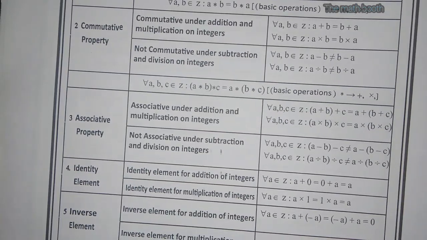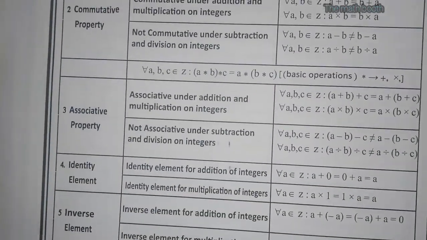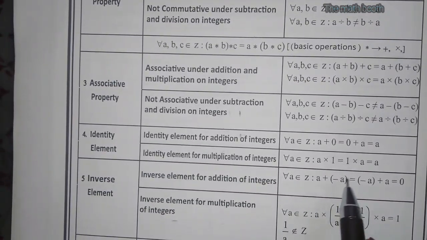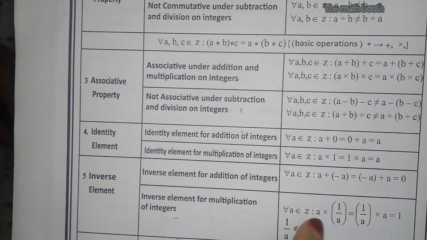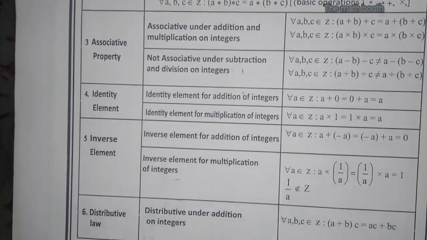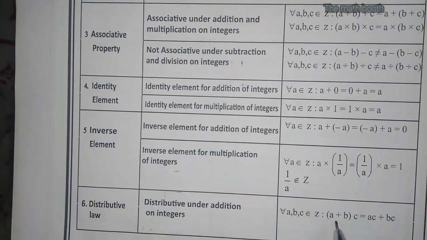Now let us see the inverse element. The inverse element for addition is, again, 0 as the sum. Inverse in the sense that if we have taken a, then it is minus a, so we have to change the sign. The inverse element for multiplication is 1, that is, if we have taken a, then the inverse will be 1 by a. The last property is distributive property under addition, that is, (a plus b) into c is equal to ac plus bc.